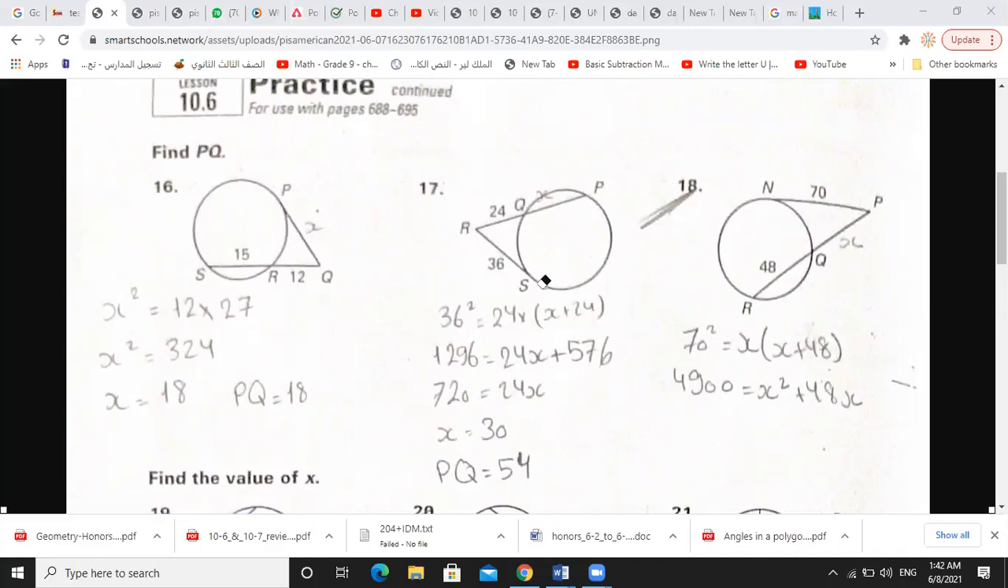RS to the power of 2, which means 36 to the power of 2, and then we will multiply RQ times RP. RP will be X plus 24. Then 36 to the power of 2 will be 1296. The opposite side, I have 24 times X plus 24. Then 24 multiplied by X plus 24.